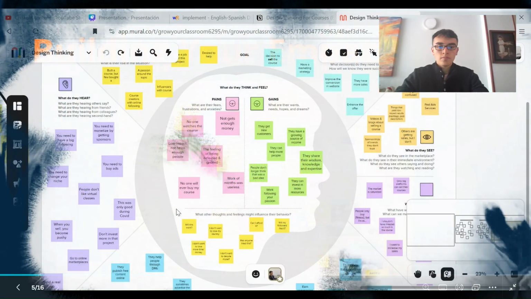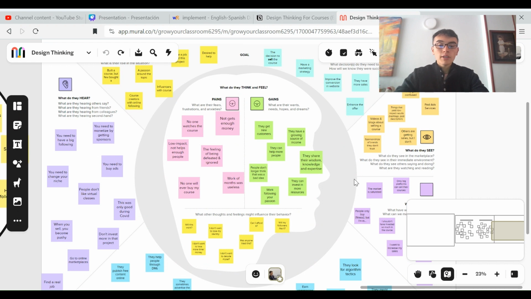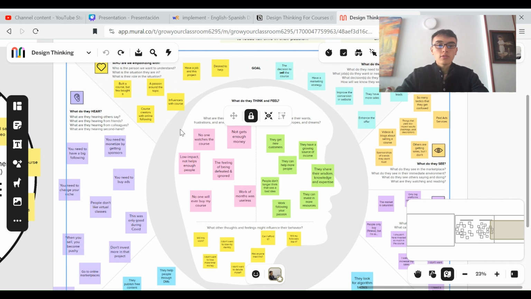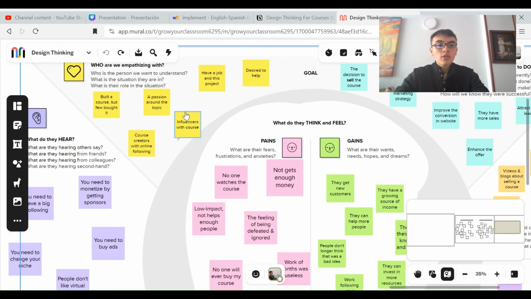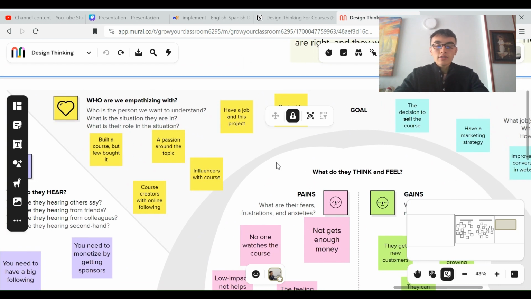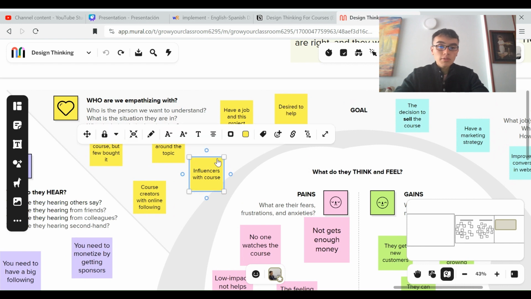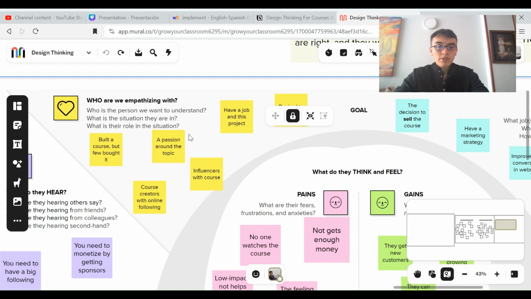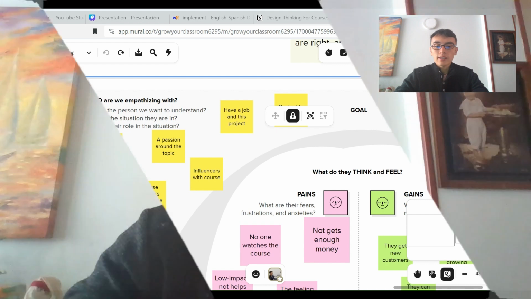Building your empathy map. So, this is the empathy map that I built for course creators who are my wing customers. So, the first question is, who are we empathizing with? So I start by writing concrete ideas about my customers, so concrete that they fit in sticky notes. For example, influencers with course creators with online following, a passion around the topic, build a course but feel buried, and so on.